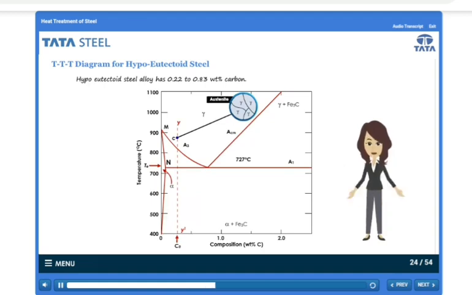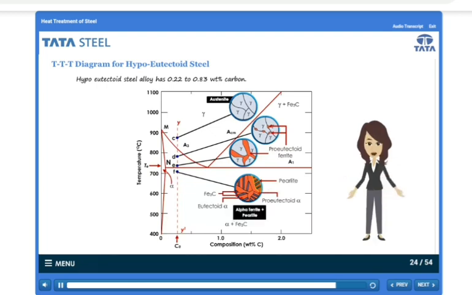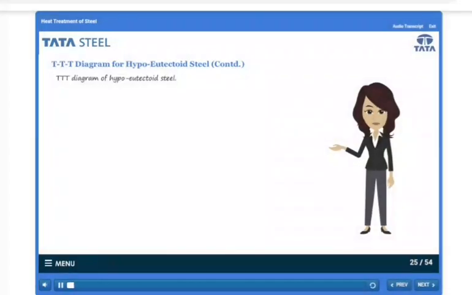On cooling in the dual phase region, at point D, pro-eutectoid ferrite starts nucleating at the prior austenite grain boundary. At point E, growth of pro-eutectoid ferrite is seen along the grain boundary. At point F, below the lower critical temperature, the final microstructure appears as a mixture of alpha ferrite plus pearlite. Click next to see the diagram of hypo-eutectoid steels.